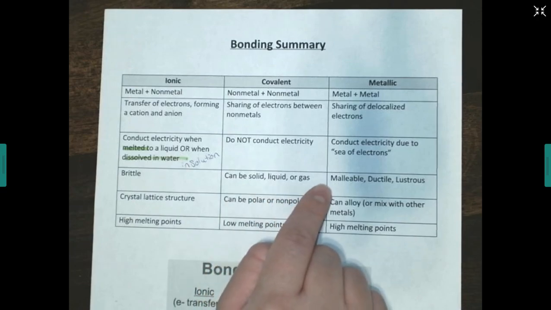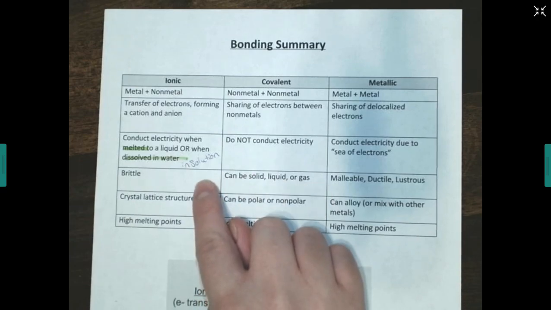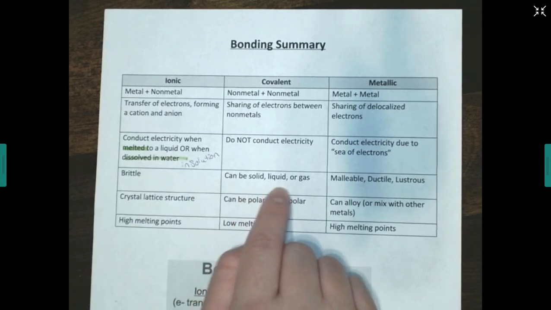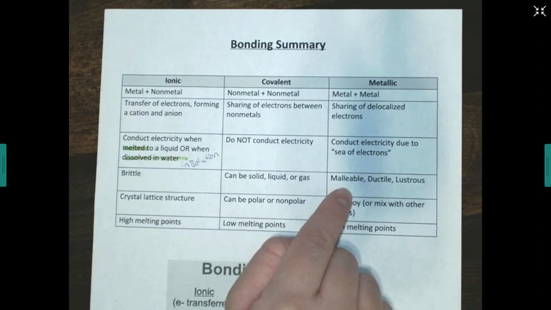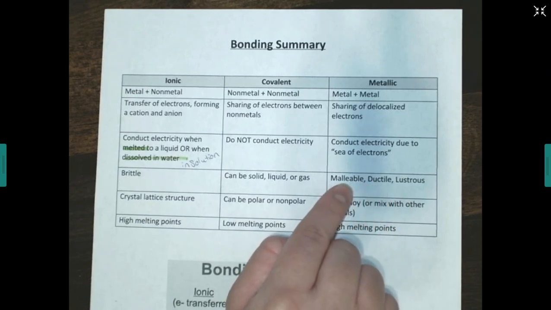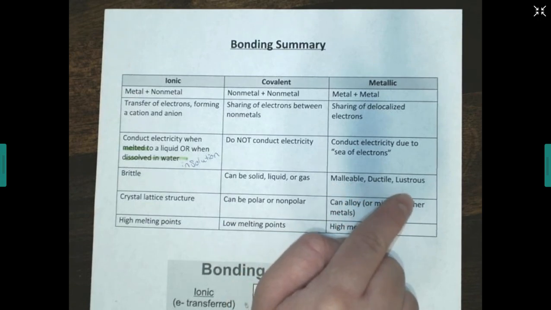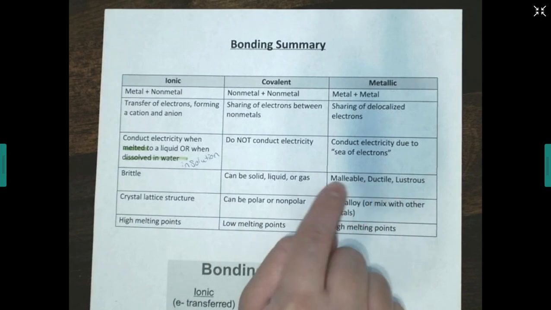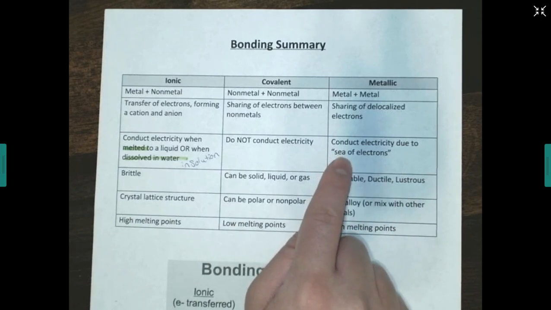Brittle. Okay, so ionic compounds tend to be brittle, meaning they won't bend, they will break. Whereas metals, they're malleable, ductile, lustrous, all those fun words we've talked about before. You can bend metals, you can shape them into different shapes and stretch them out. They tend to be shiny and reflect light, and that all has to do with the fact that they have this sea of electrons, these electrons that can move over the surface of the metal.